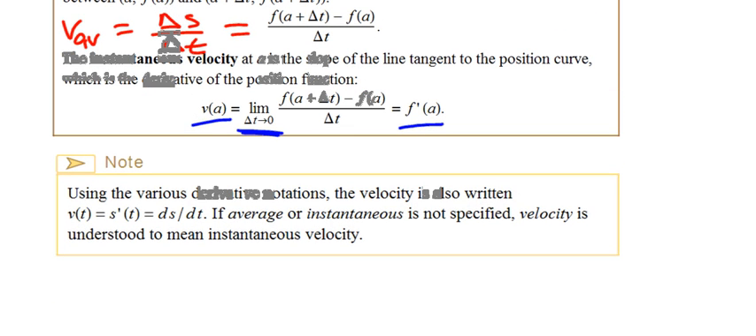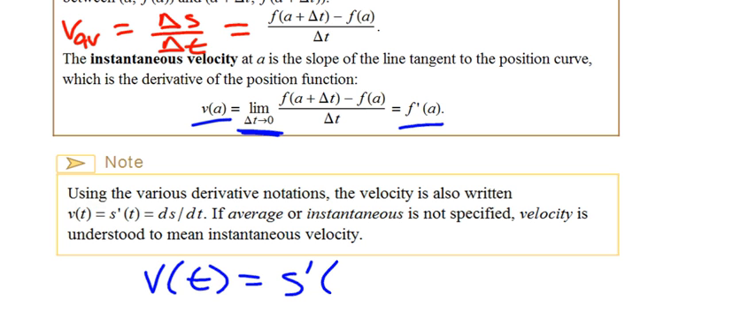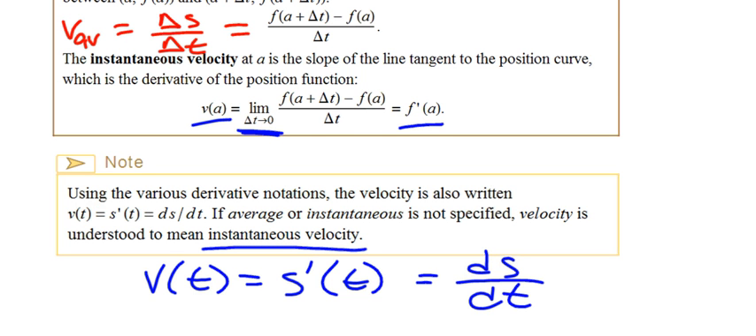So note the various derivative notations we can use when writing the velocity. We have v of t, which is the derivative of the position function. We can also write it as ds over dt for instantaneous velocity. Remember, if it does not say average or instantaneous, if it just says what's the velocity, we're going to understand it to be instantaneous.